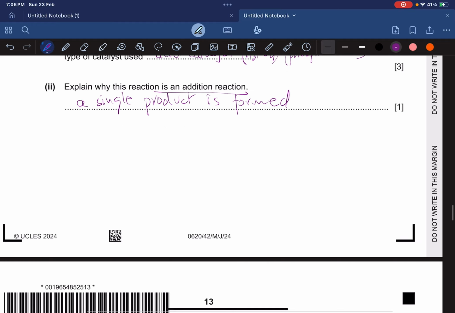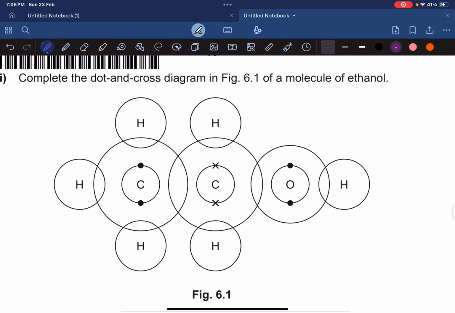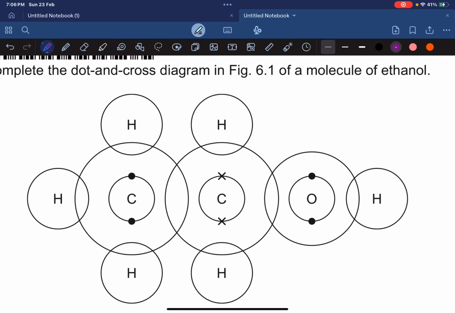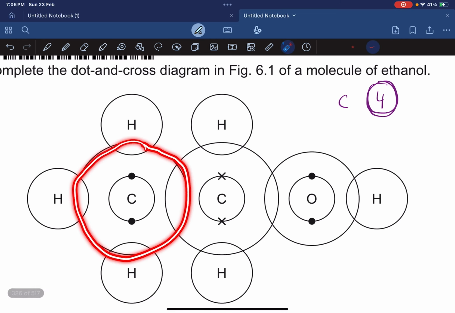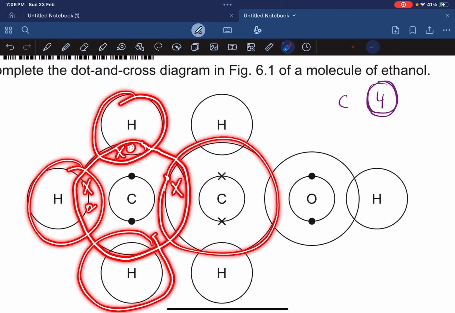Okay, let's move on. Complete the dot and cross diagram for a molecule of ethanol. Now what's basically happening is, you should know carbon has 4 electrons in its valence shell. Carbon always makes 4 covalent bonds. So this is one carbon. So 3 covalent bonds, 3 hydrogens. It's going to make it with 3 hydrogens. And it has one more carbon in it. So this is first bond of carbon, second bond of carbon, third bond of carbon, and fourth bond of carbon.